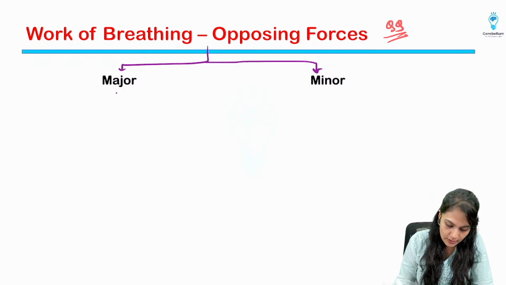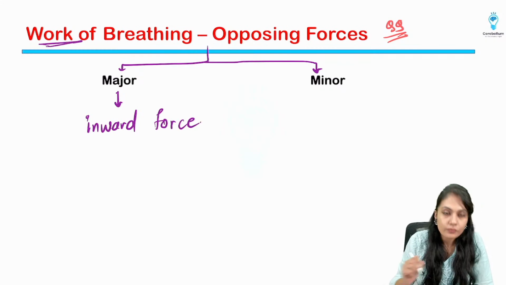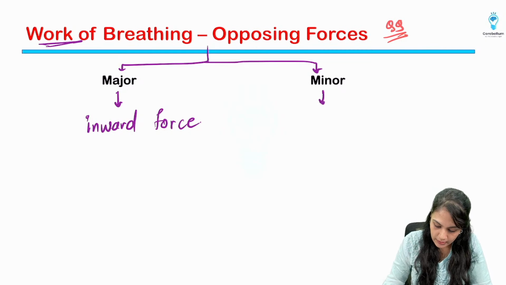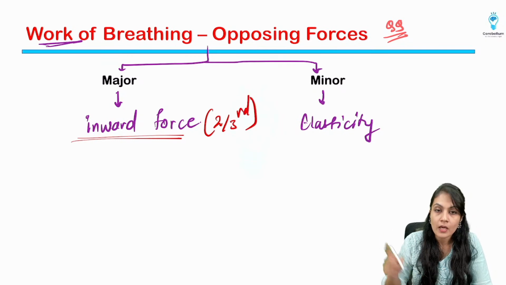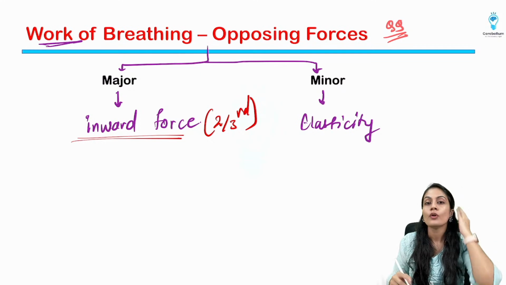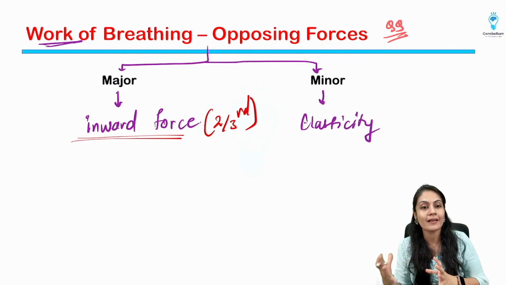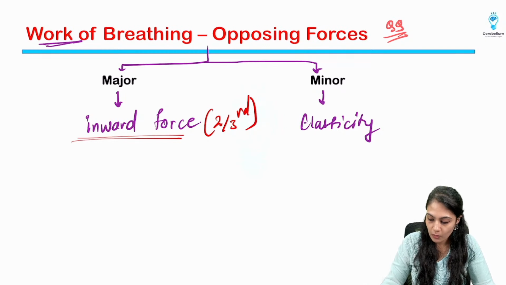Chalo, there are two forces. What is the major force over here? Major force is the inward driven force against which we have to work, right? And the minor one is the tissue elasticity. Remember, when I say the inward force, that is going to be the major one. That means 2/3 of my work done is because of this, to act against this or to produce a force so that I can balance the inward force. And almost 1/3, or to be precise 35%, is because of this.